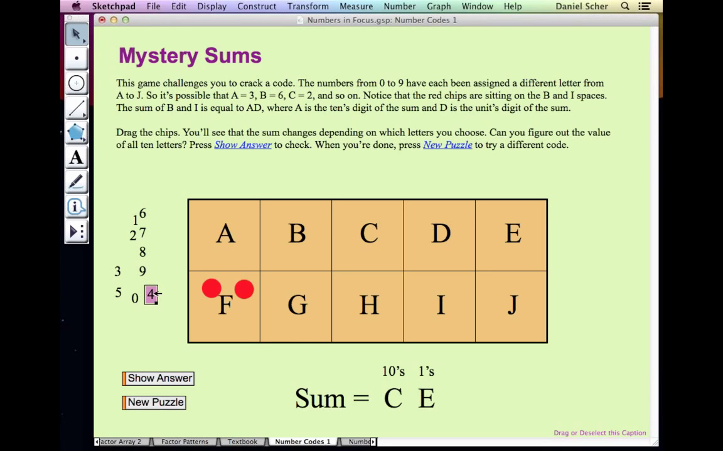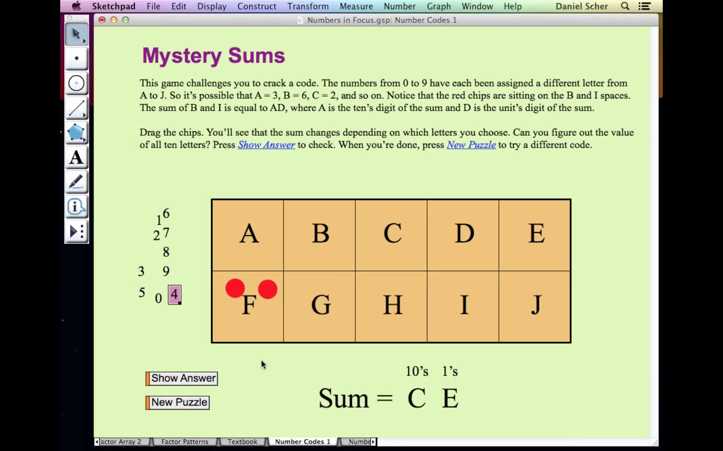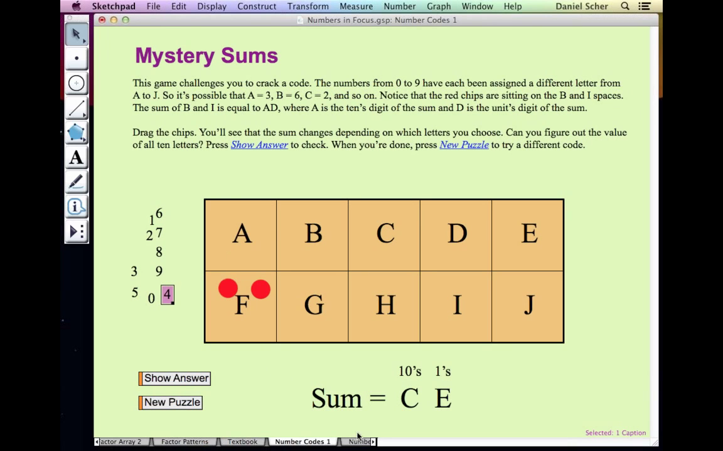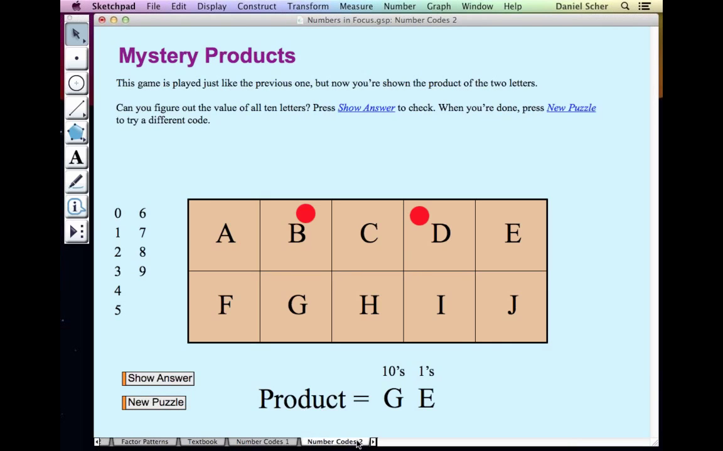So naturally, after I did mystery sums, the thought came up, what about mystery products? Can we do the case where we're looking at the product of two numbers like B and D instead of the sum? So how can we crack the code in this case? Well, now we can't be so sure anymore that this number in the tens place, G, is equal to 1. It may very well not be equal to 1.